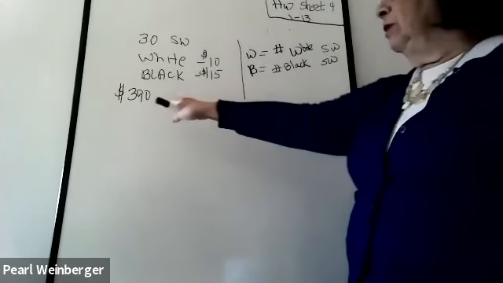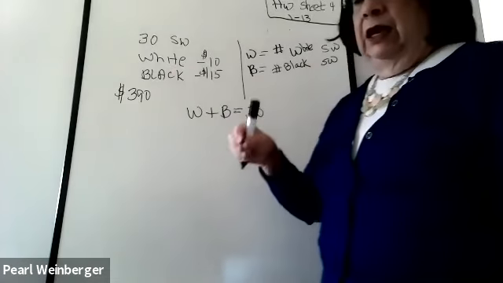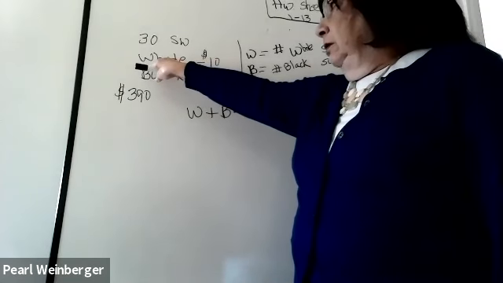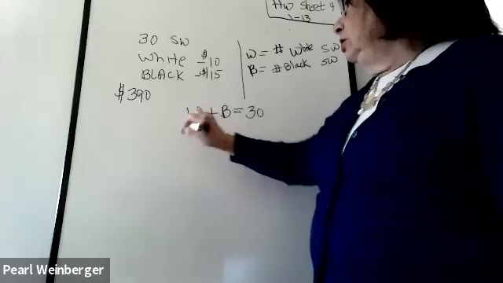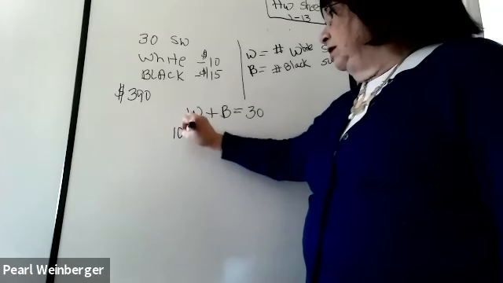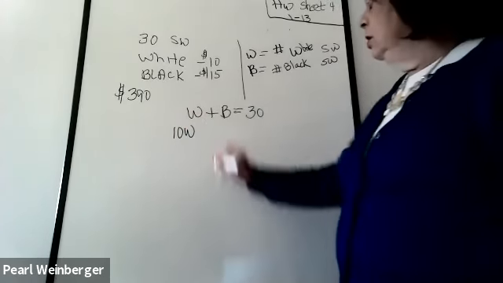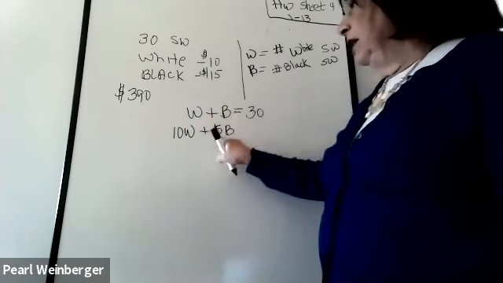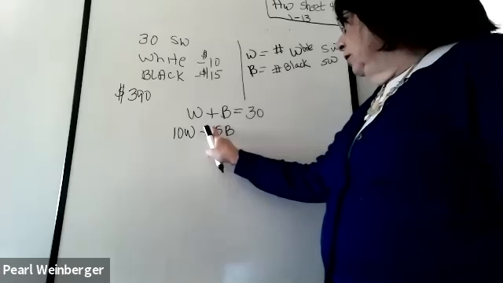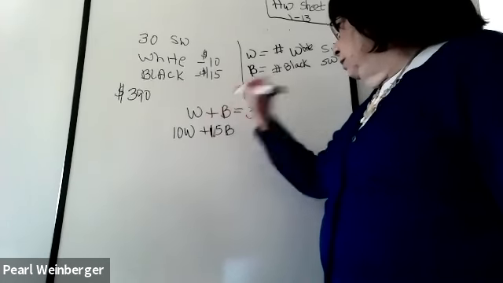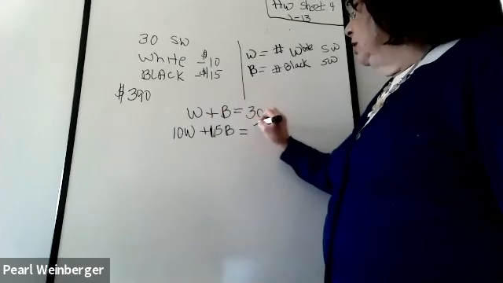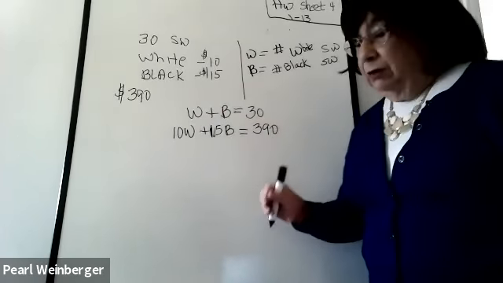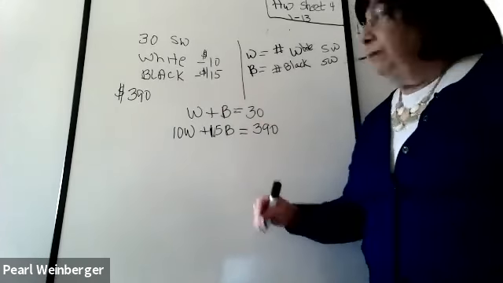Okay, now let's talk about the money, the 390. How did we get the 390? By $10 for each white shirt, so that would be 10W. That's how much you got for all the white sweatshirts, plus 15 times the B, so that'll give us how much money he made on the black shirts. That is going to give me my 390. Similar setup, different numbers, but the same concept.